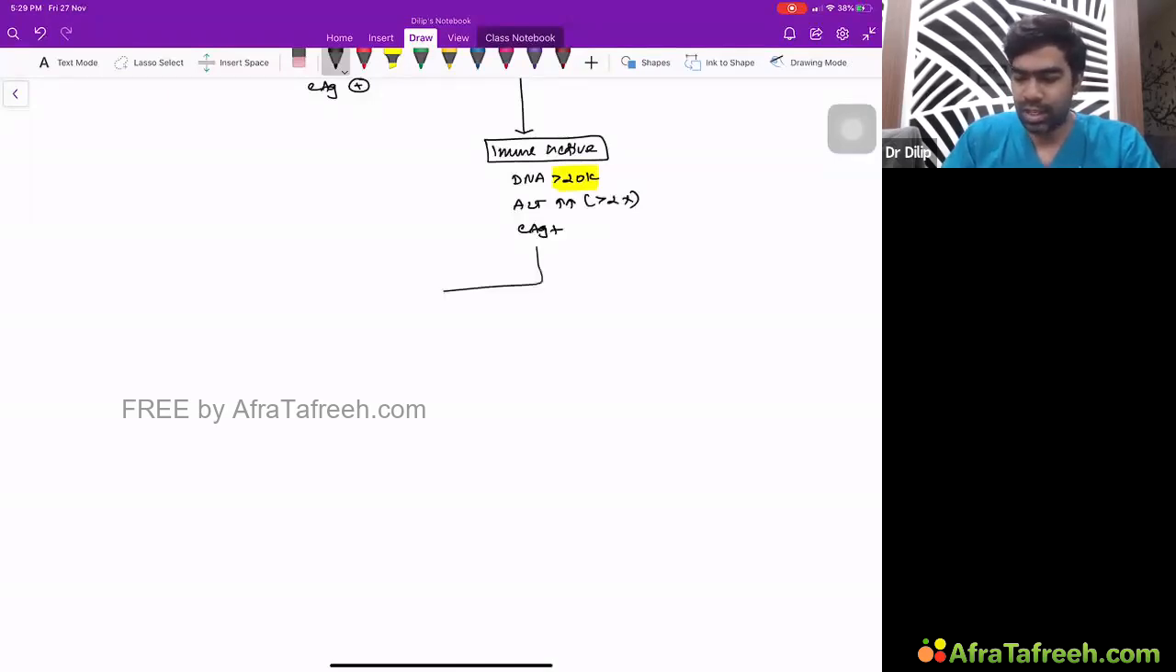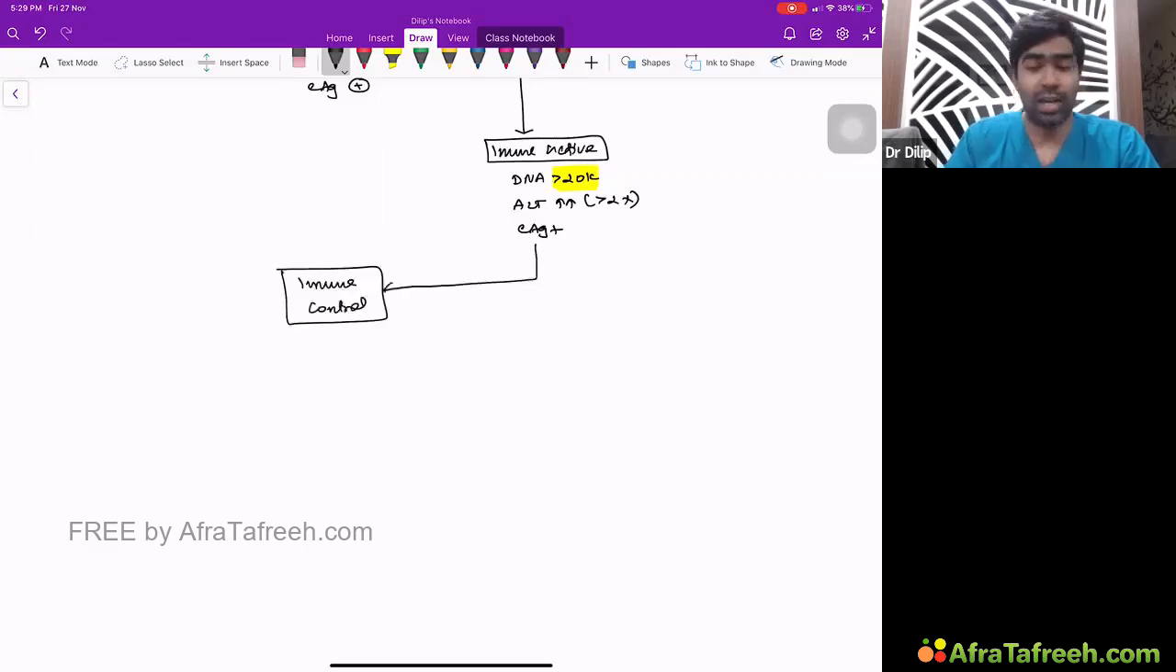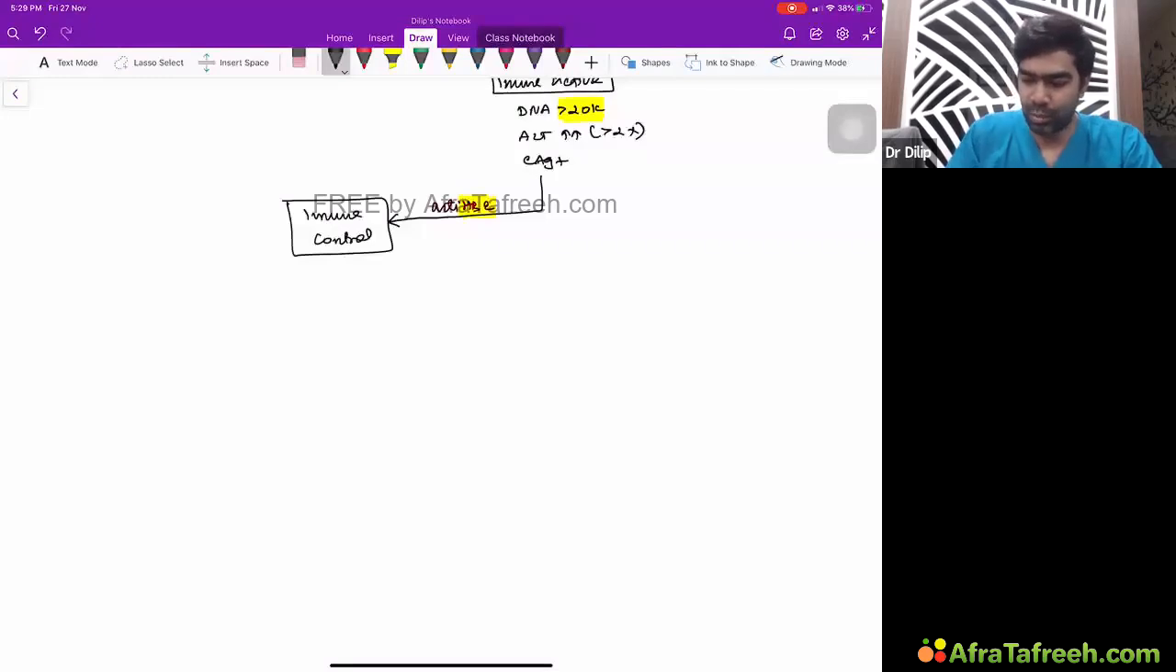And now the next stage is going towards something called an immune control phase. So what do you mean by immune control? During this phase, the immunity has somehow achieved control. And what is the main reason for the control? As I already told you, they will develop this anti-HBe antibodies. So this is a very, very important event in the history of hepatitis B infection, especially in a chronic HBV. So once they achieve this anti-HBe, the most important event that happens is E antigen will become negative.